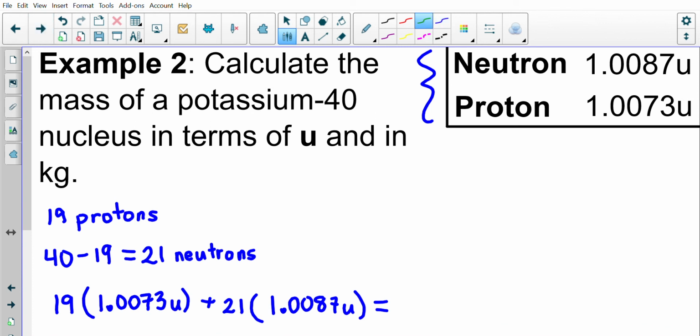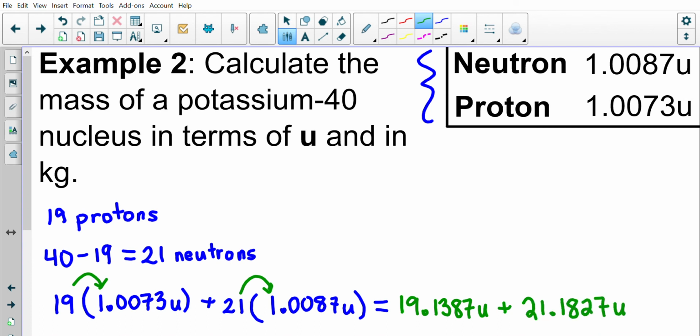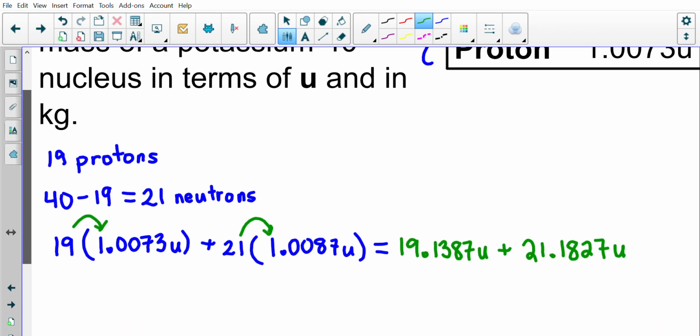Okay, and let's go ahead and do that. I'm going to distribute 19 in here, so 19 times 1.0073 is 19.1387 U, and then I'll distribute in the 21, so 21 times 1.0087 is 21.1827 U. And adding those two numbers together, this gives me 40.3214 U. And now I'm going to round for significant digits.